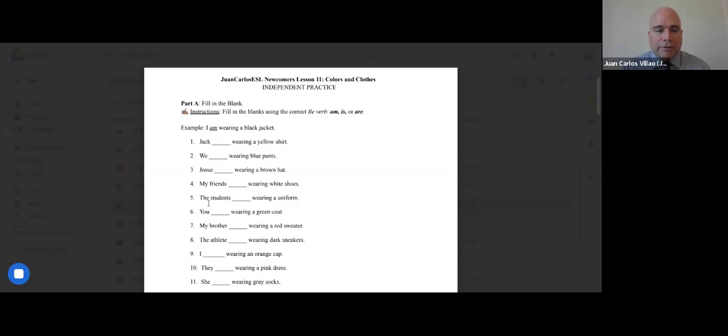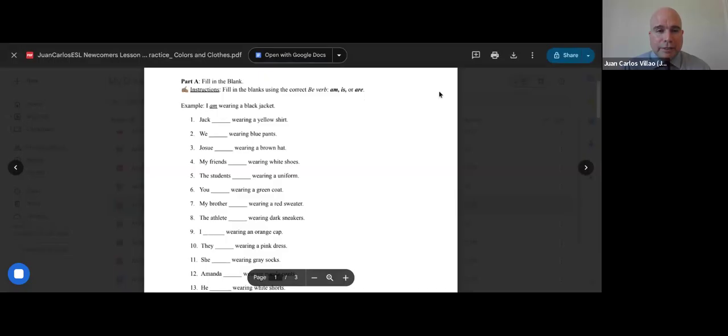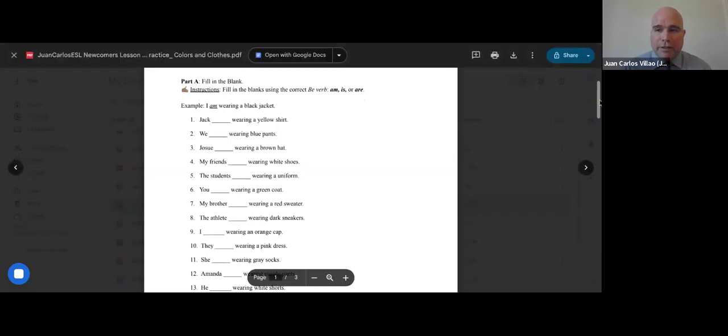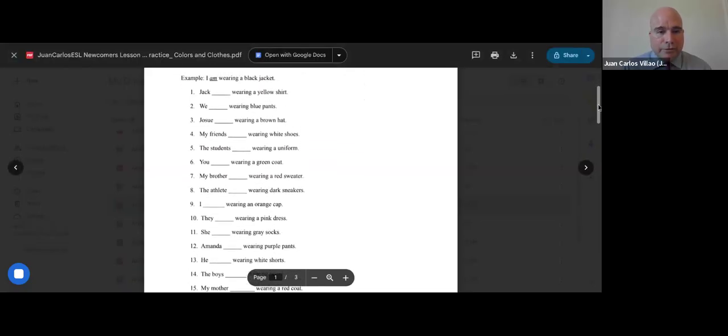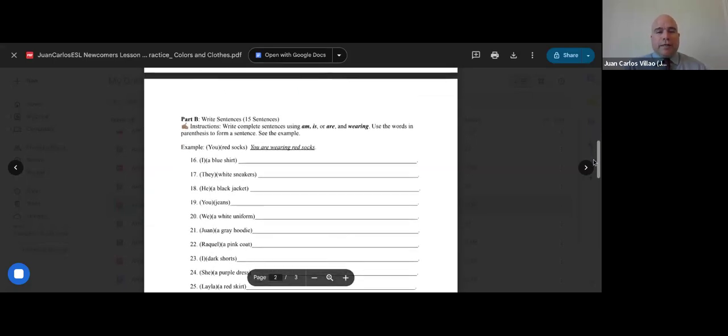So you have to take into account the subject of every sentence. Tome en cuenta el sujeto de cada oración para determinar qué be verb le toca utilizar. Si es am, is, or are. So I gave you an example. In the missing blanks, you will fill it in with one of three be verbs, am, is, or are, depending on the subject of the sentence. That's 1 through 15. Entonces, de 1 a 15, van a utilizar un be verb para llenar el espacio vacío. That's part A.